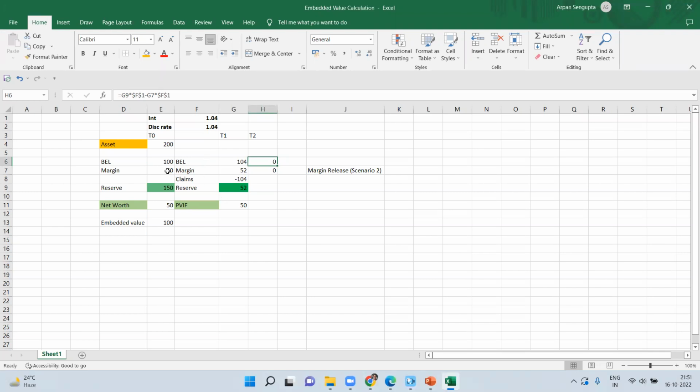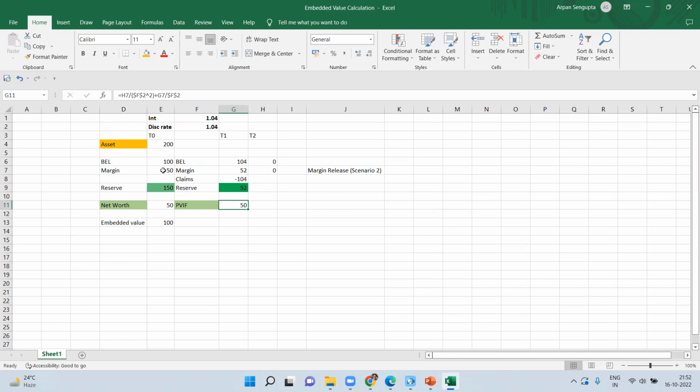So what is happening here? The margin that is kept at the start or at T0, that same margin is coming here as the present value of future profit, because your experience is same as the best estimate. So whatever best estimate liability you are keeping, that best estimate liability is taking care of the claims.